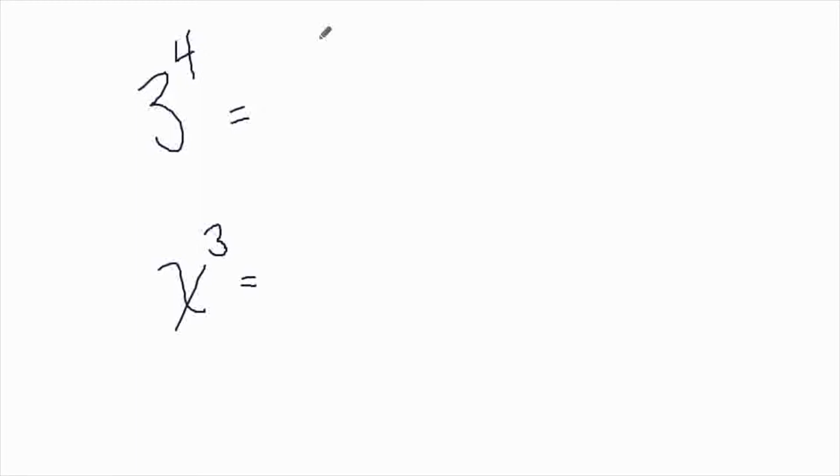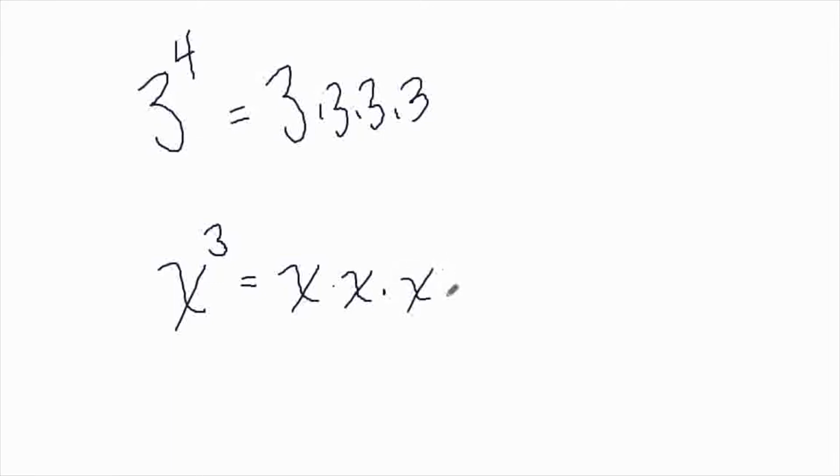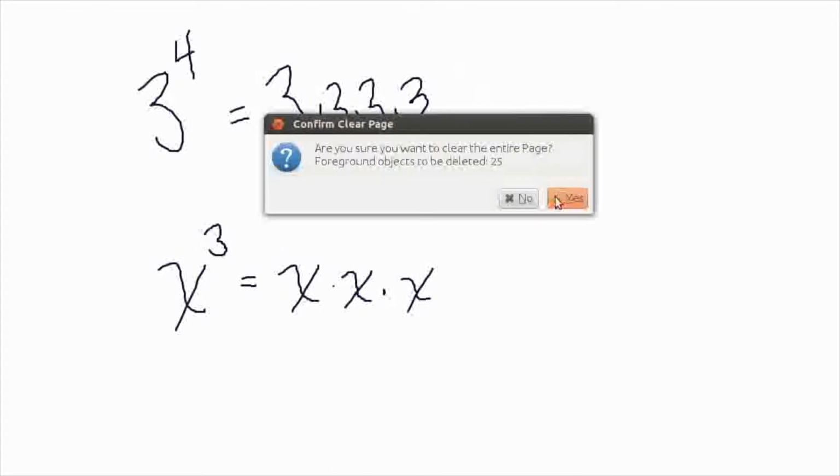And I'll give you some examples of that. So 3 with an exponent of 4 is nothing more than multiplying 4 3's together. X with an exponent of 3 is nothing more than multiplying 3 x's together. And let me show you now what I mean by those rules. First I will write out the rules, and then I will talk about them so you have a deeper understanding.